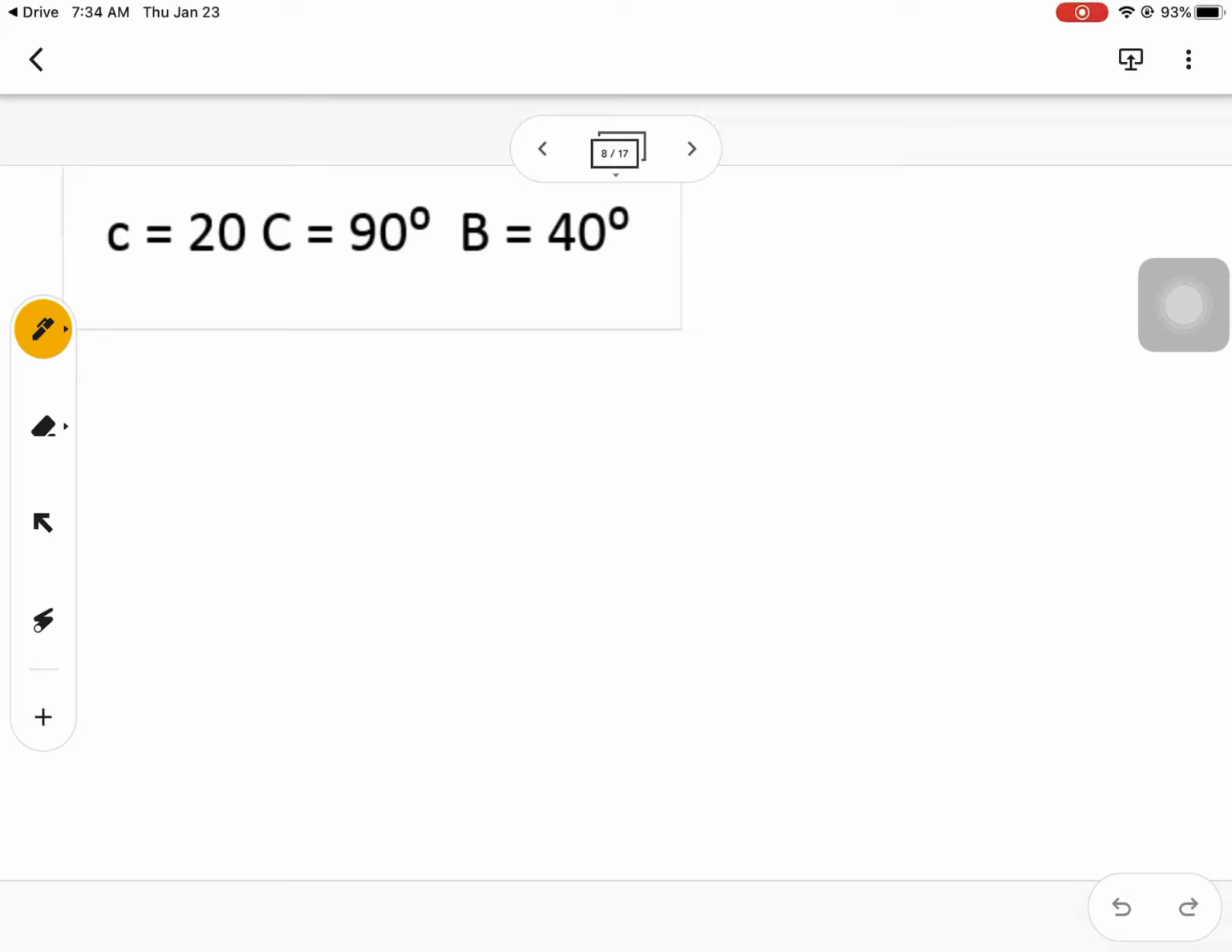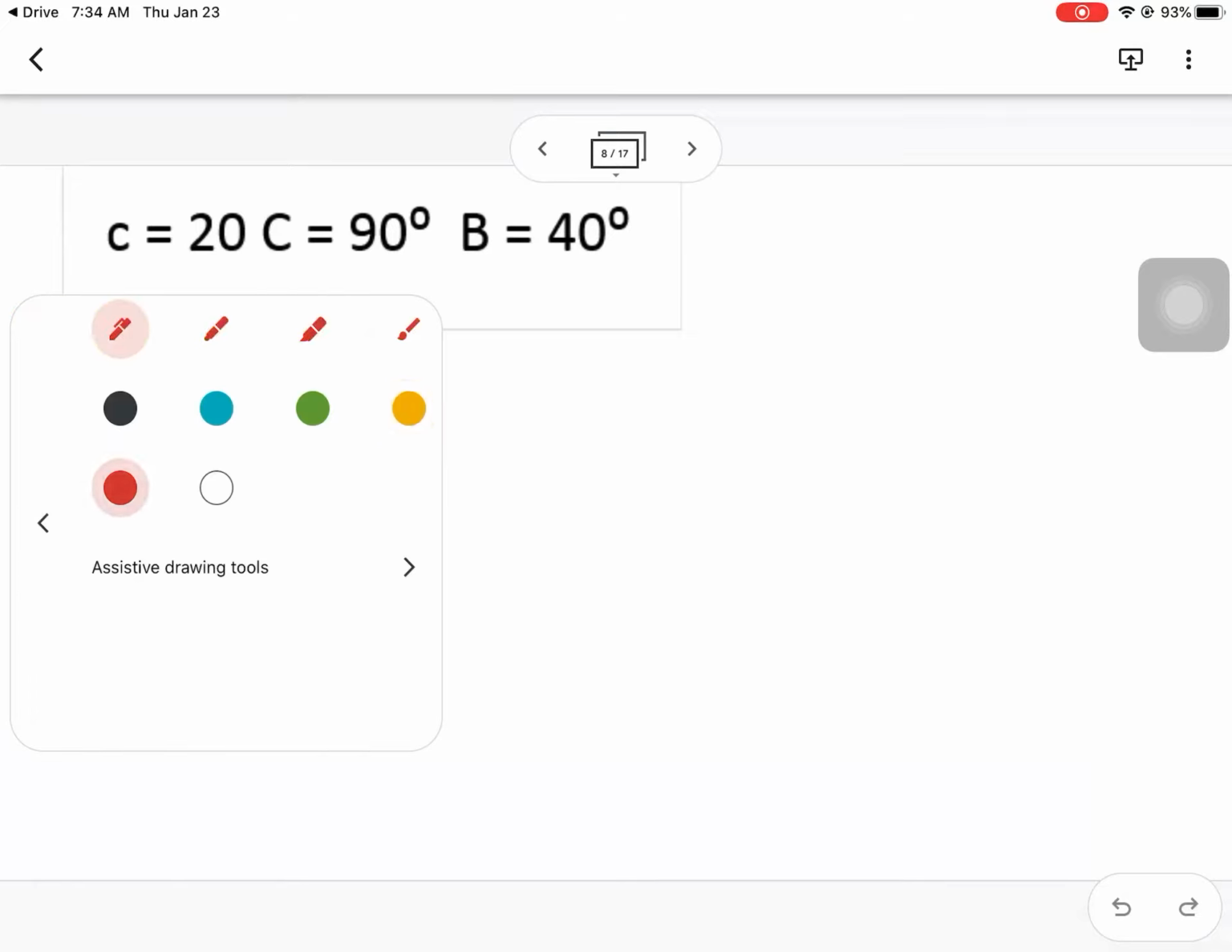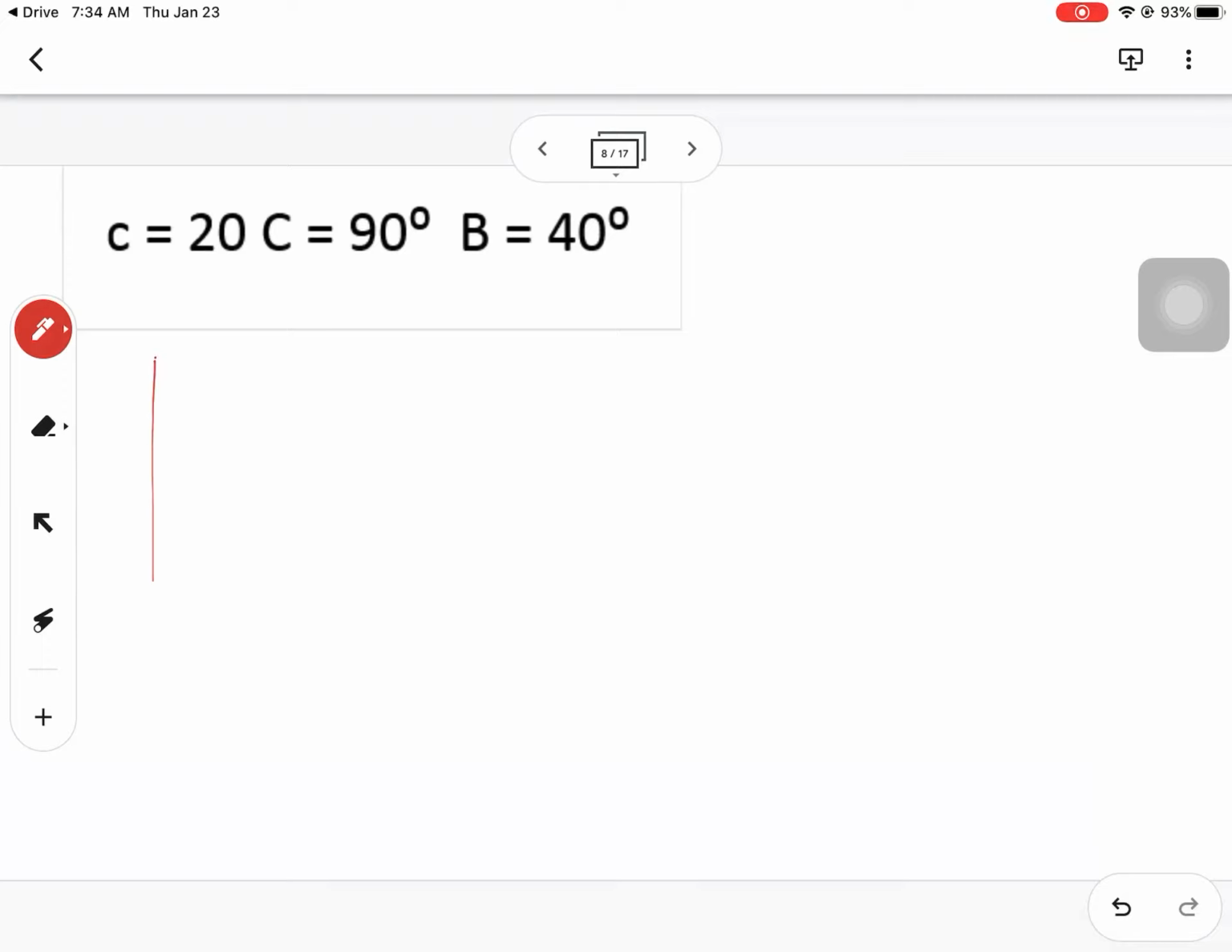Go ahead and take a second and write this one down, and I would try it. Then play the video when you're ready to hear an explanation for it all the way through.